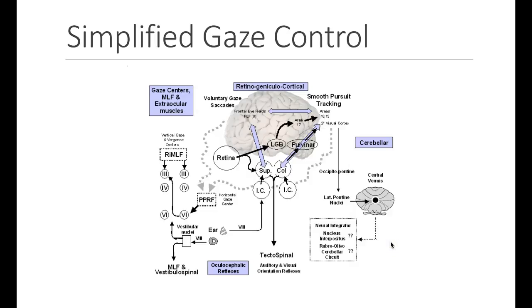My objectives today are to focus on a small area of gaze control. As you can see, this is a very complicated system that involves the brain, the cerebellum, and the brainstem structures of nuclei and nerves. But what I'm going to focus on today in particular are the extraocular muscles and the nerves.